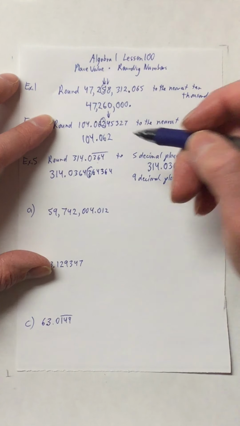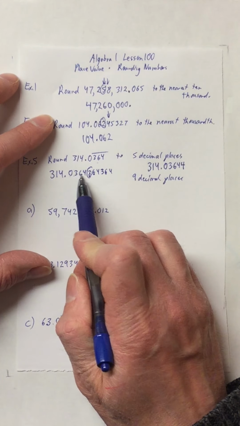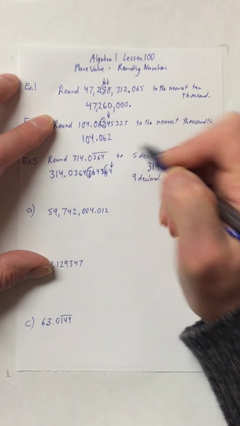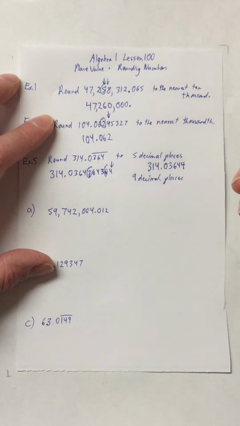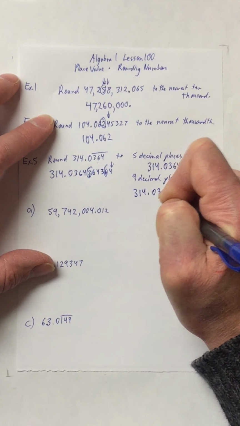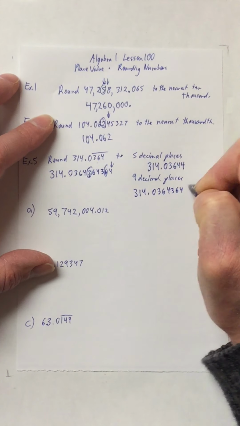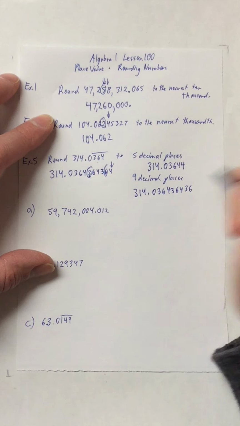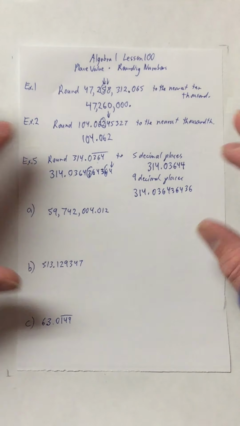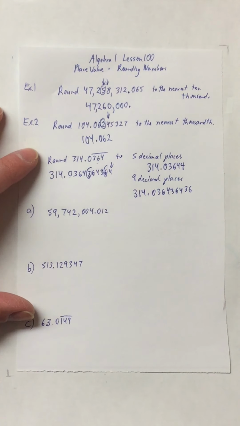All right, let's look at the 9th decimal place. So we got 1, 2, 3, 4, 5, 6, 7, 8, 9. That's this spot right here. So we look at this. This one here actually is 4 or less, so it doesn't round it up. So it'd be 314.03664364 36, and stay just like that. Okay. Go ahead and work on the practice problems and check your work with my work. I'll jump into those right now.